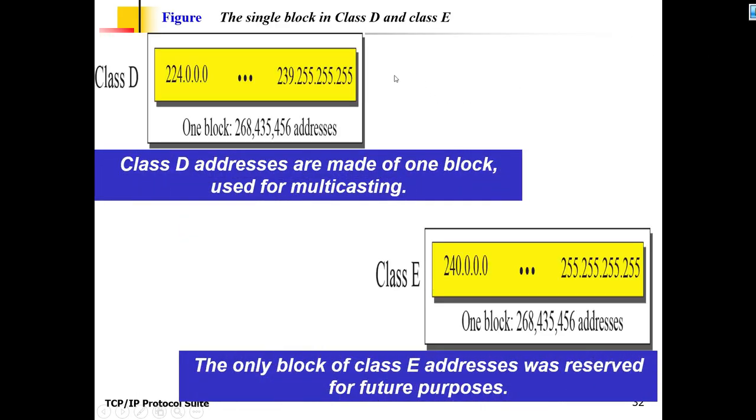For class D and class E, no two-level addressing has been defined. Net ID and host ID are not applicable for class D and E. It is just one full block of IPs, which is defined for some special purpose.